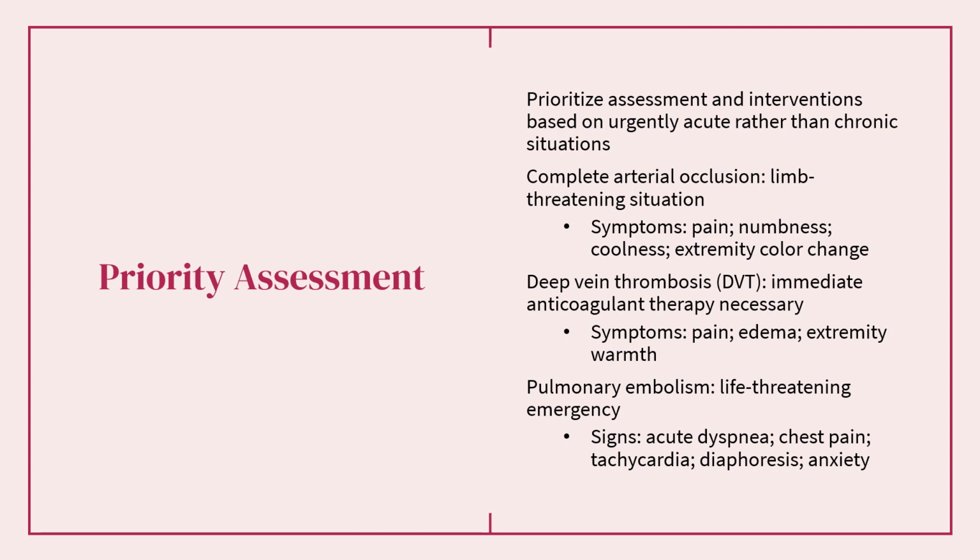This slide is all about clinical priority and urgency, which is one of the most important skills that we'll have. So a big priority rule, we're always remembering acute beats chronic. So we're always prioritizing sudden changes and any life-threatening conditions over long-standing stable issues. So one acute emergency would be complete arterial occlusion. So this is a limb-threatening emergency.